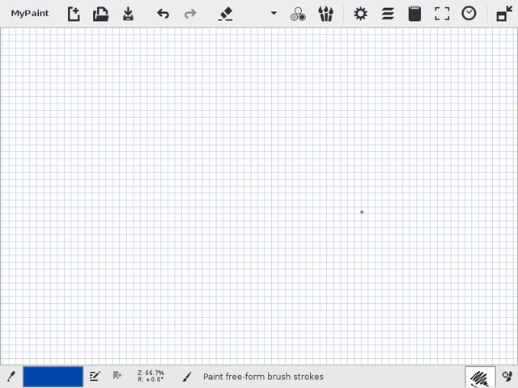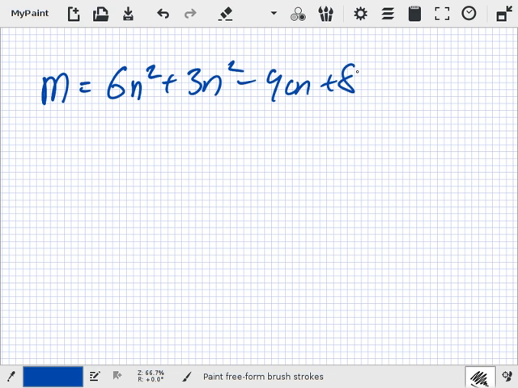Right. Here's a fun one. Solve this. It's almost the same. M equals 6n cubed plus 3n squared minus 90n plus 81, and m equals n minus 1. I want you to figure out m and n here. So it's a simultaneous problem.